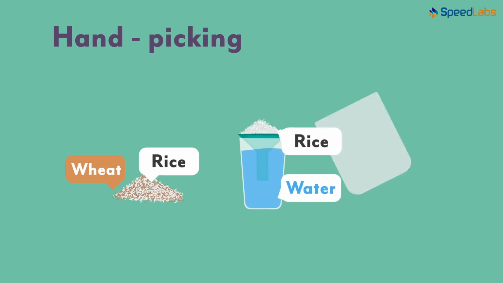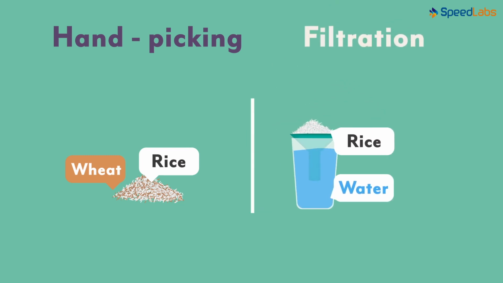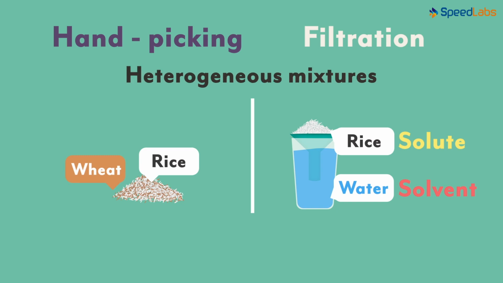Fair enough. Both these methods of filtration and handpicking were possible because of one main reason. Can you tell me what that is? The solute and the solvent in these mixtures could be distinctly seen by the naked eye. The grains of wheat and that of rice could be seen by the naked eye as they didn't dissolve in the solvent. These are examples of heterogeneous mixtures.